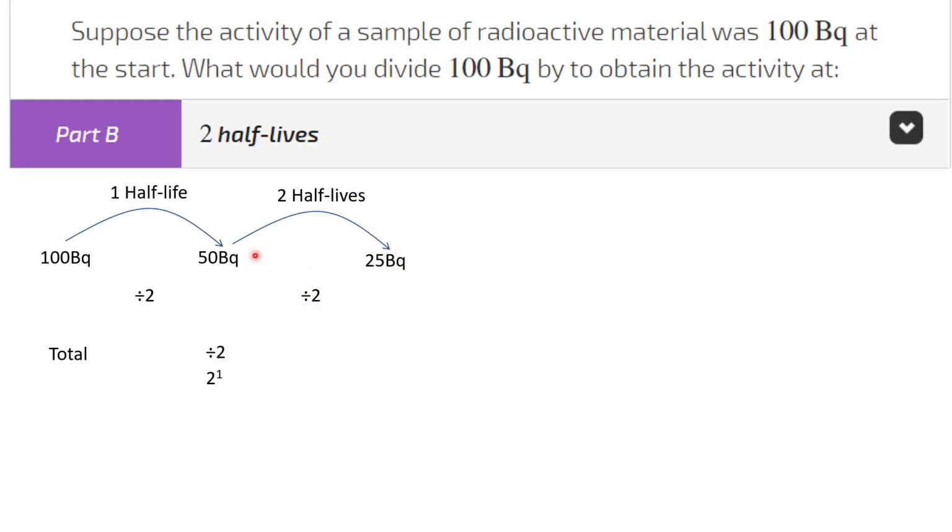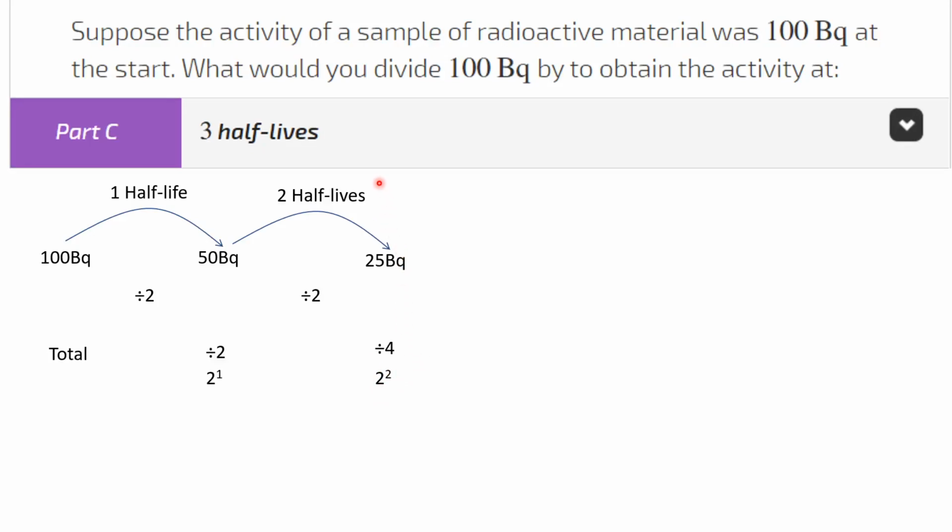So once again, we've divided this 50 by 2. But from the start, the 100, we've actually divided by 4. 100 divided by 4 gives you 25. So from the question here, what would you divide 100 by to obtain the activity at two half-lives? Well, it's 4. Or we can write that as 2 to the power 2, 2 squared.